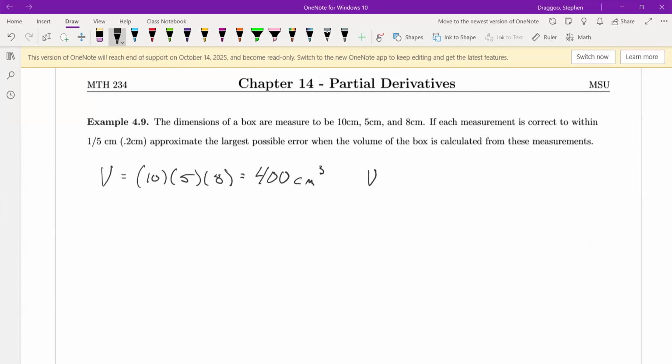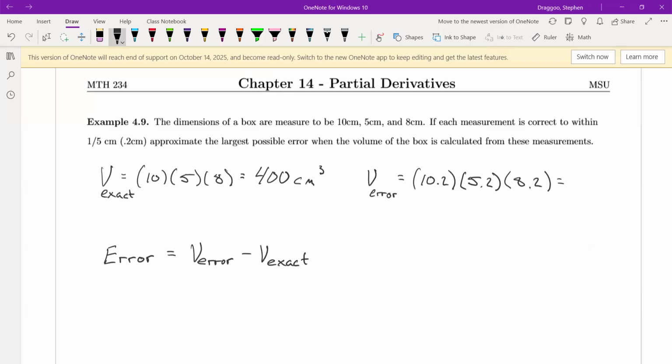Let's calculate the volume at the error. Let's call it volume sub error, and it'll be 10.2 times 5.2 times 8.2. And again, if someone had a calculator and wanted to tell me what that comes out to, that would be great. While someone's working on that, I'm going to come back and relabel my initial volume and call it V exact. Because then my error is going to be the difference between these two things. Volume at the error minus volume at the exact value.